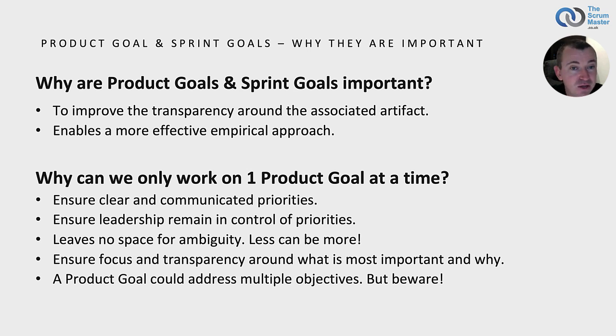Picking one tangible, measurable, and succinct product goal provides real clear guidance on what is most potentially valuable to the Scrum team and stakeholders right now. It leaves less space for ambiguity, and less can be more. The intention around the product goal is to ensure focus and transparency around what is most important to achieve and why. Now, of course, there are some possibilities left to us here.